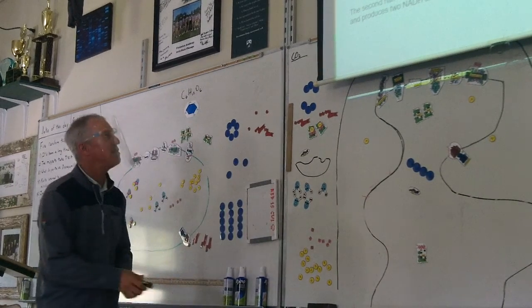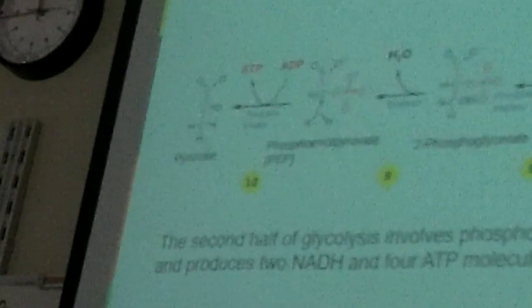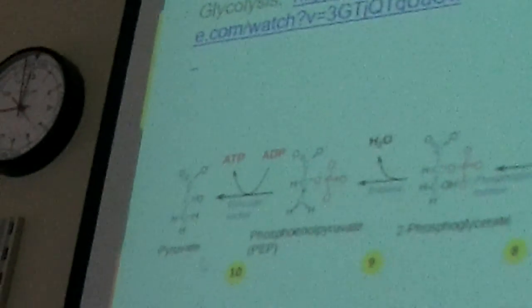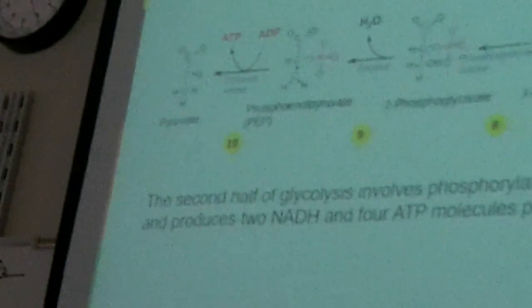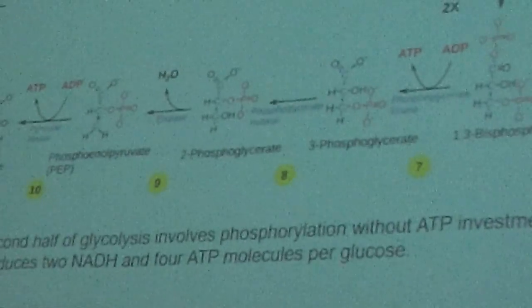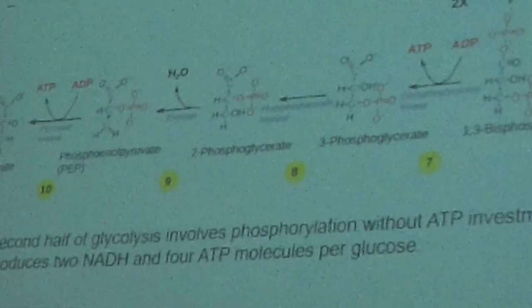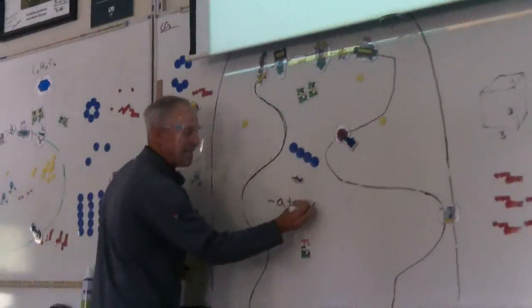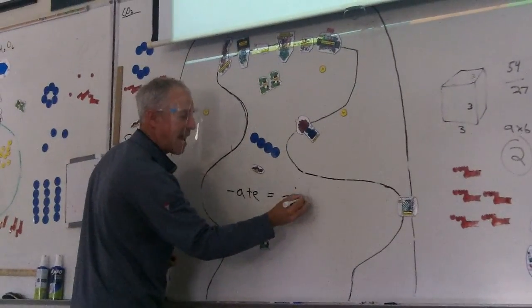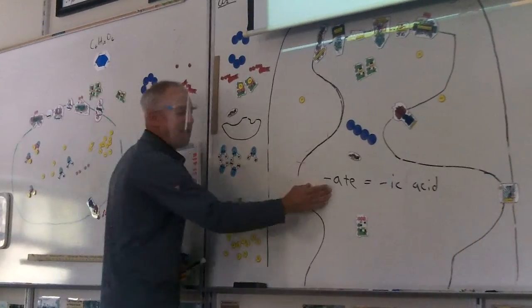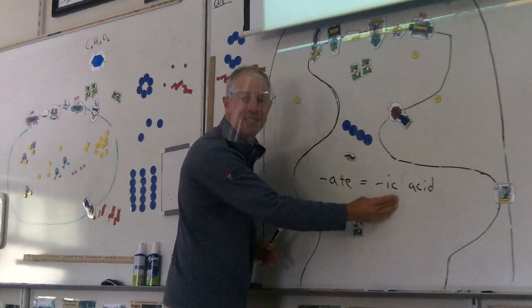And what do we have at the end? We have this molecule, and you do have to know this name. We start with glucose, we end up with 2 pyruvates. 2 pyruvates. Here's another thing you need to know. Whenever you see -ate at the end of an organic molecule, you can substitute -ic acid. The suffix -ate is the same as the suffix -ic acid. So, pyruvate is the same as pyruvic acid.